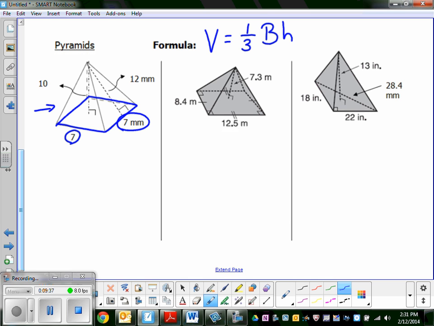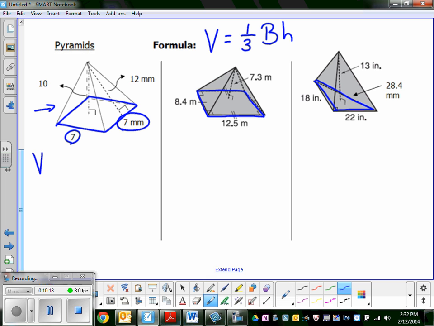Whereas in our second pyramid, because of the measurements that we're given, we know that this is actually a rectangle as our base. So we would use our formula to find the area of a rectangle to substitute for B. In the third shape, we no longer have a square or a rectangle. Instead, what we have is a triangle. So once again, use the formula to find the area of a triangle and substitute that for your capital B. Let's take a look at the first pyramid again.